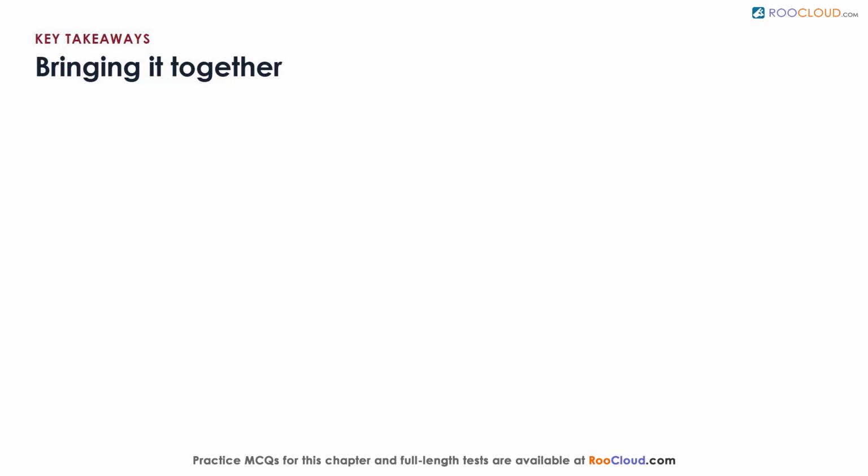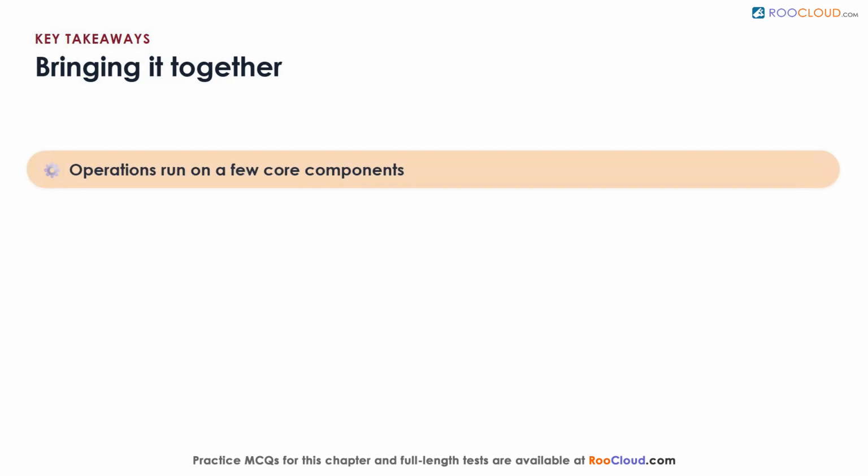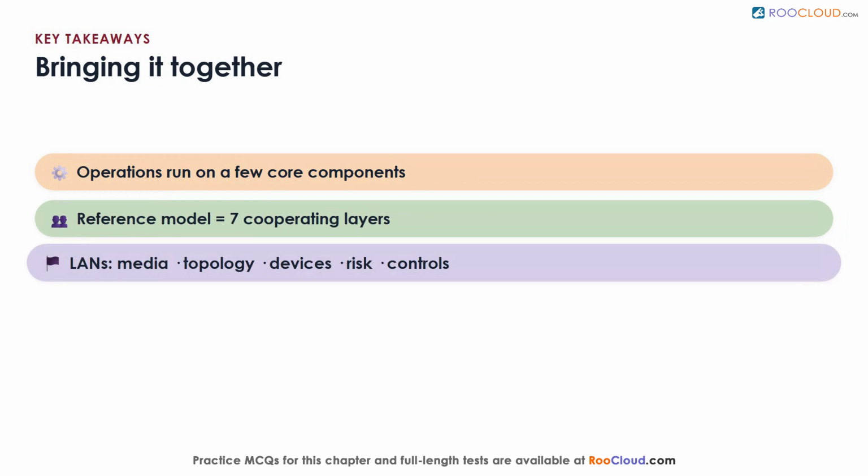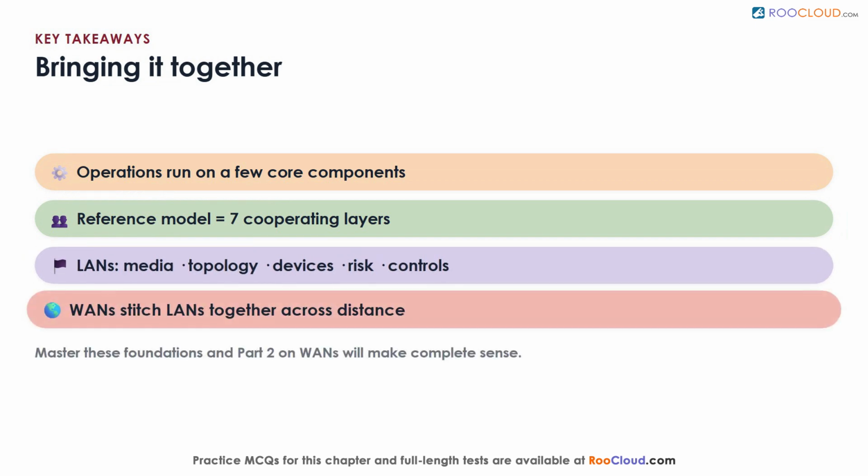So let's bring it together. Technology operations keep systems running, built on a few core components. The reference model splits networking into 7 cooperating layers. Local networks use specific media, topologies, and devices, each with its own risks and controls. And wide area networks stitch those local networks together across distance. In the next part, we'll go deeper into wide area networking and how it all gets managed.